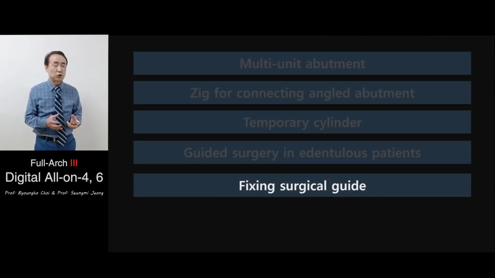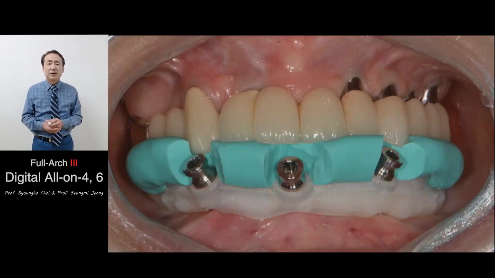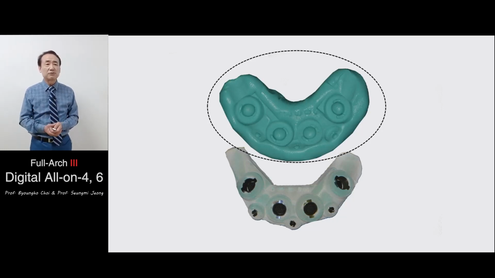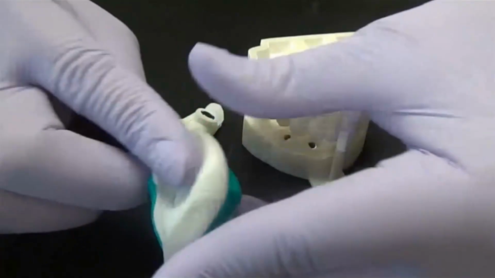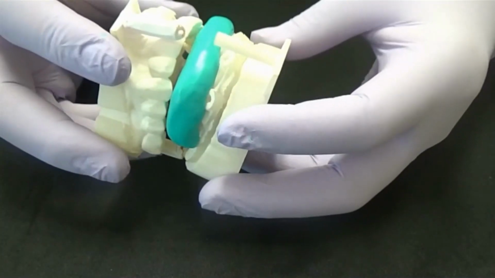Let's move on to another issue, how to fix a surgical guide accurately. We need a bite registration body to position the surgical guide in the edentulous region. This is a bite registration body, which is a kind of intraocclusal record. This video shows how to fabricate the bite registration body.